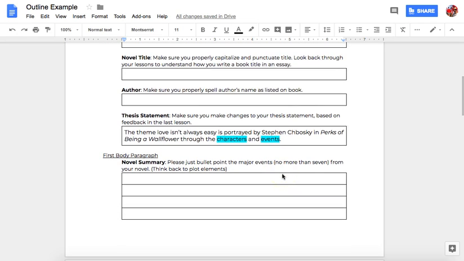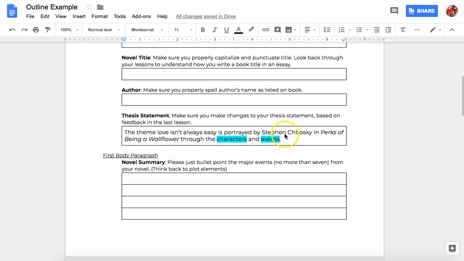So I've included her thesis statement, the theme that love isn't always easy. When we started working on this, the student and I, the theme was just love. But love is too broad, so we had to narrow down the scope so we had one thing to focus on in this paper. So the theme, love isn't always easy, is portrayed by Stephen, I'm going to butcher this last name, Chbosky in Perks of Being a Wallflower.